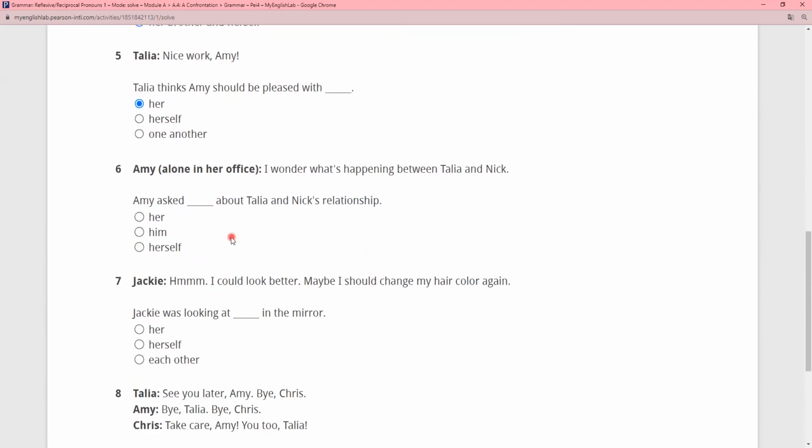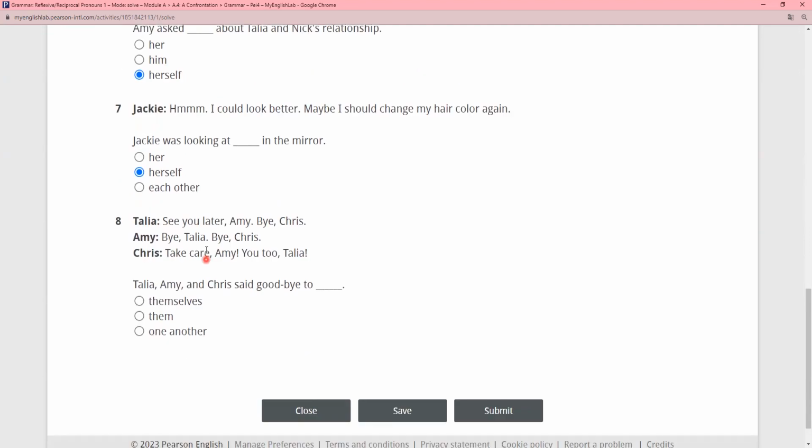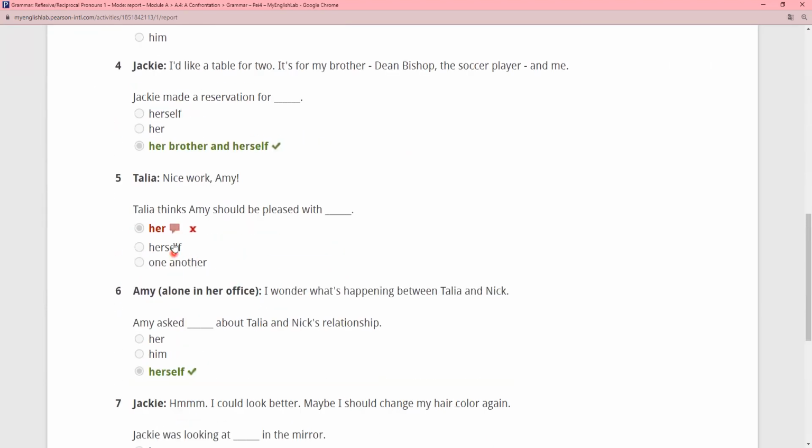Amy, I wonder what's happening between Talia and Nick. Amy asked herself. Jackie was looking at herself. Oh yes, it was herself.